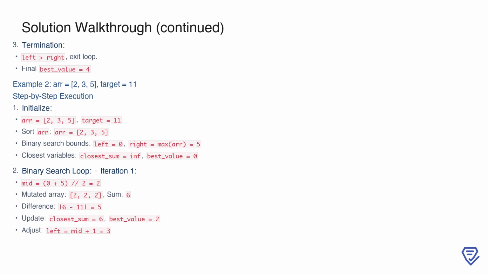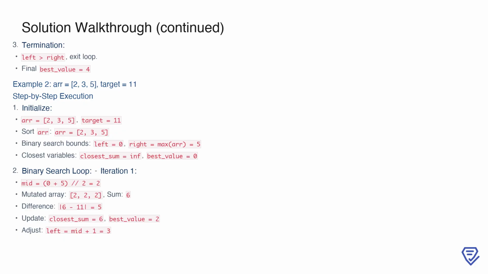Now let's look at a second example with the array 2, 3, 5, and a target of 11. We start by sorting the array, which remains 2, 3, 5. The binary search bounds are initialized as left equals 0 and right equals 5, the maximum value in the array. We set closest_sum to infinity and best_value to 0. In the first iteration, the midpoint is 2. Mutating the array with 2 results in 2, 2, 2, with a sum of 6. The difference from the target is 5, which is better than infinity. We update closest_sum to 6 and best_value to 2.